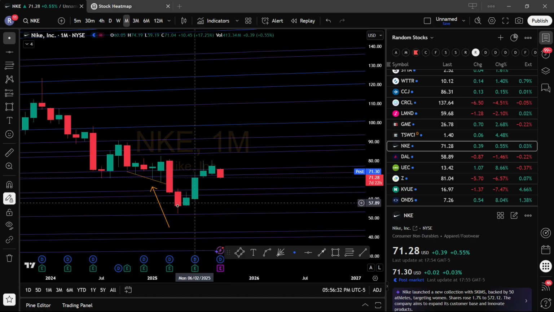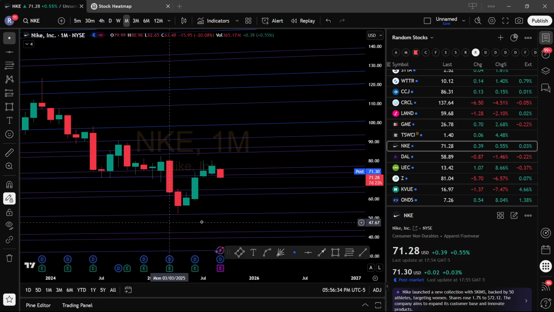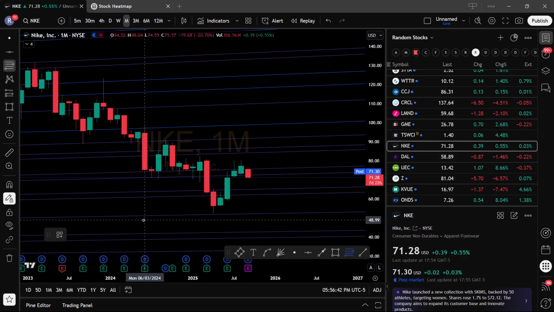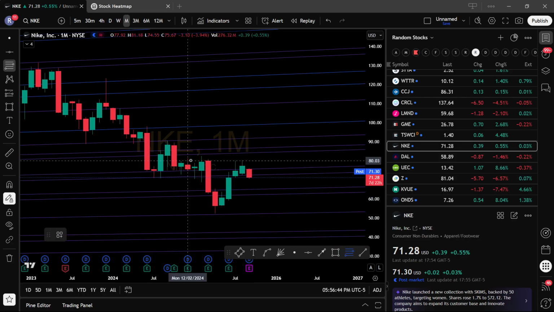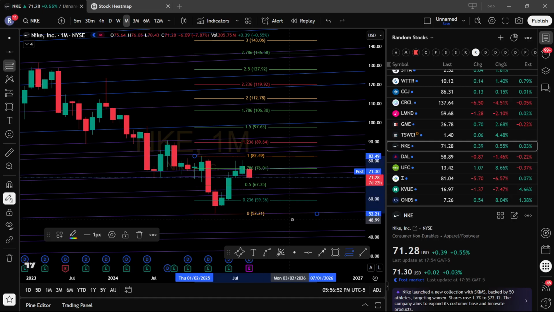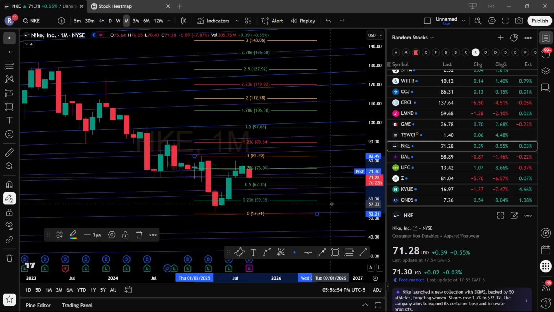So apparently I was looking at Nike for something, but let's check this out. I got Nike on the monthly. How would I trade it using Fibs? I would look for the swing high, swing low right here. Above 82.49, the low would be 52.21.